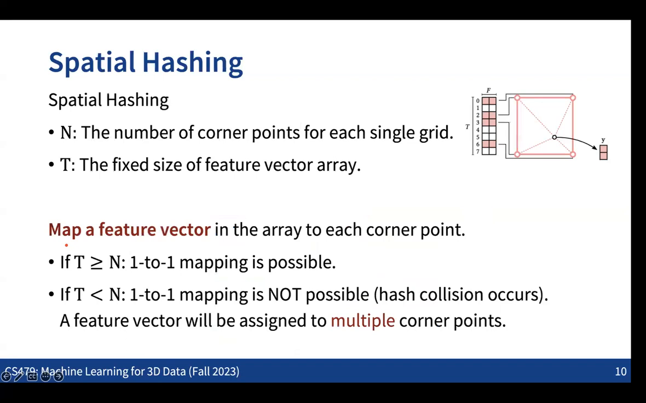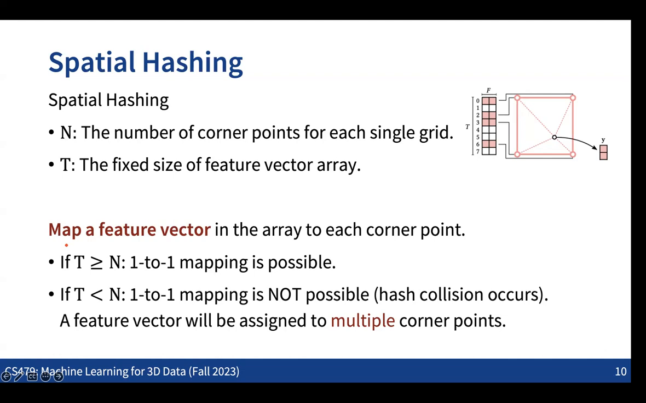And also the other example was spatial hashing. Which is basically nothing but limiting the entire number of feature vectors that can be used in all the corner points of the grids. Then we allow one feature vector to be assigned to multiple corner points. So this is the case where we have a hash table for assigning all the feature vectors in our array to the corner points of the grids. Then probably there will be cases where some different corner points are sharing the same feature vector. So that can be a problem.